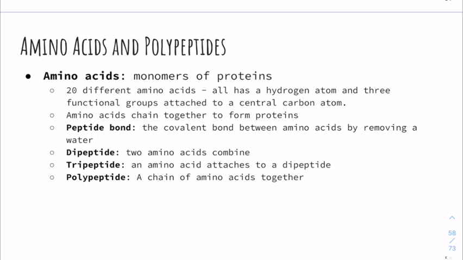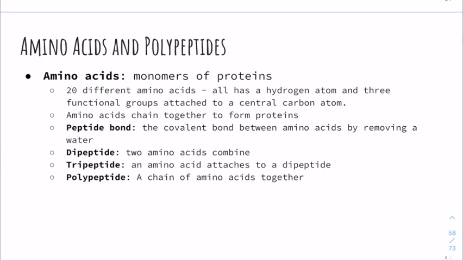There are different kinds. There's a peptide bond, which is a covalent bond between amino acids that removes water. We have a dipeptide, which contains 2 amino acids. A tripeptide, tri meaning 3, is an amino acid that attaches to a dipeptide, so that gives it 3 amino acids. Or a polypeptide, a chain of amino acids together.